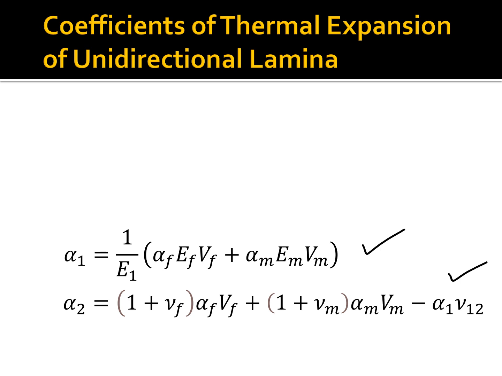What I would like you to observe, although we have derived them in an earlier segment, is that it is not a simple rule of mixtures. It not only depends on the thermal expansion coefficient of the fiber and the matrix and the volume fractions of the fiber and the matrix, but also on the Young's modulus of the fiber and the matrix. And if you look at alpha 2, it has an additional variable on which it depends, which is the Poisson's ratio of the fiber and the matrix. So let's go ahead and take an example and find out alpha 1 and alpha 2.